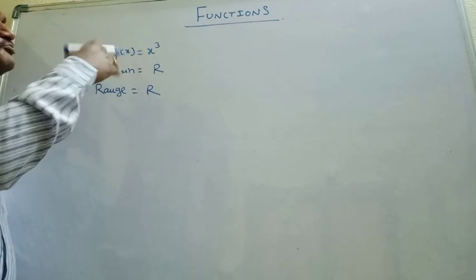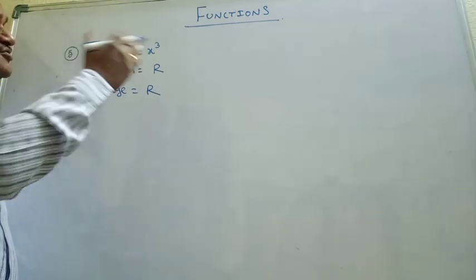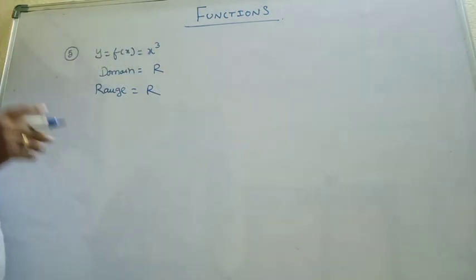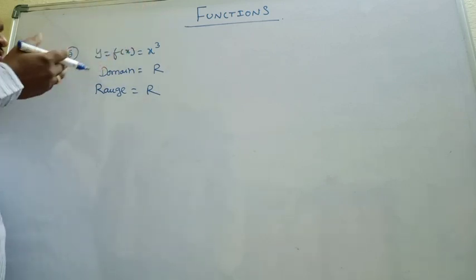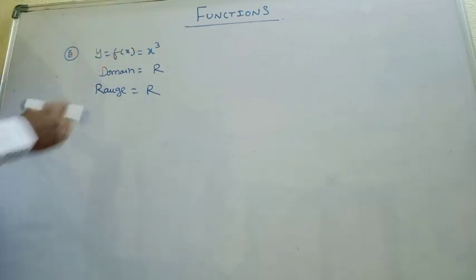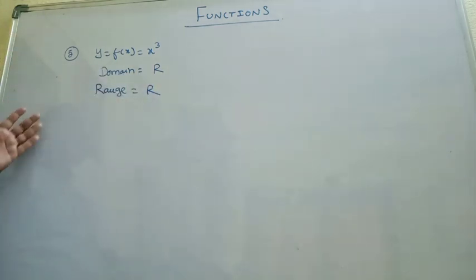Whatever negative values you give, it comes out negative, because of the odd power. If you give positive values, it comes out positive. If you give negative values, it comes out negative. Therefore, the range is also real numbers for this function, f of x is equal to x cube.